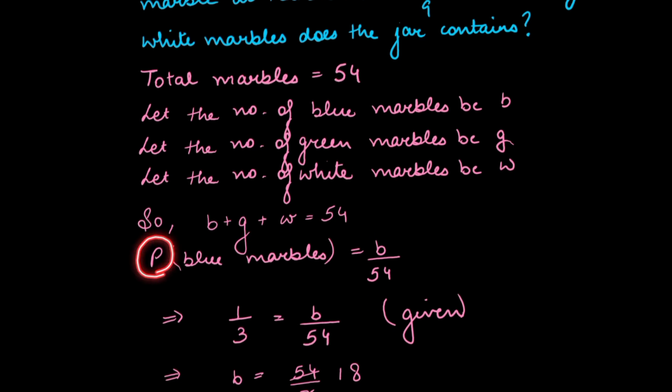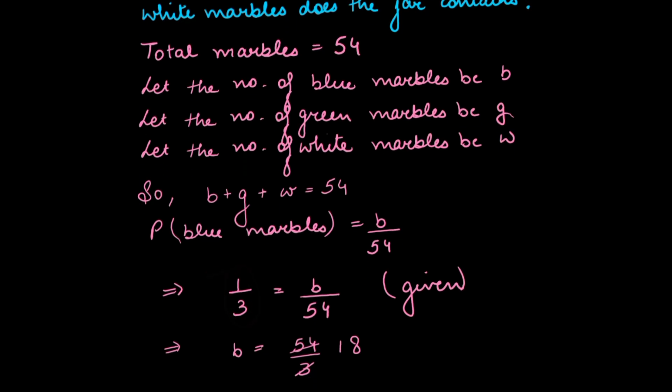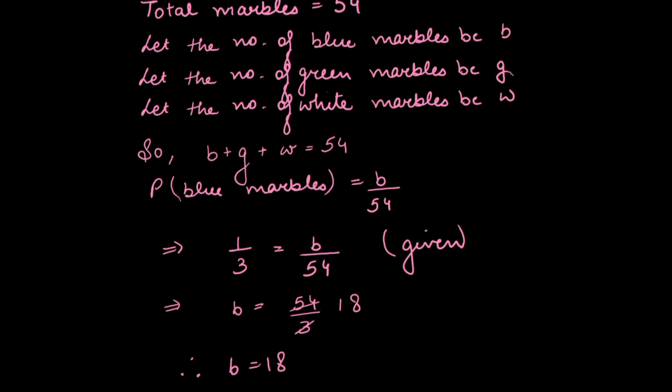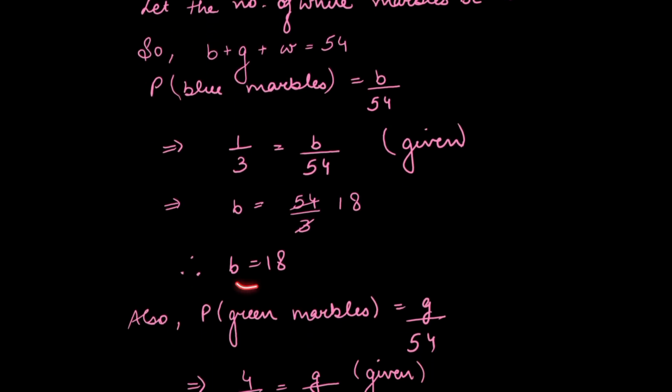Now the probability of getting a blue marble is the number of favorable outcomes divided by the total number of possible outcomes. That is B divided by 54. So that is 1 by 3. It is given in the question. So solving this, we get the value of B to be 18. That means the number of blue marbles is 18.